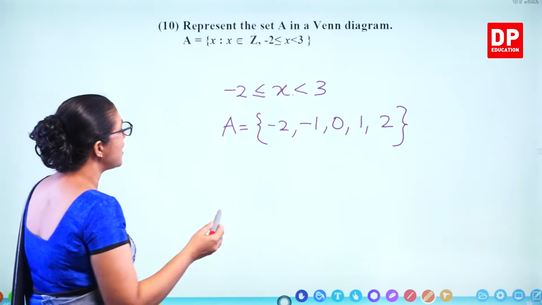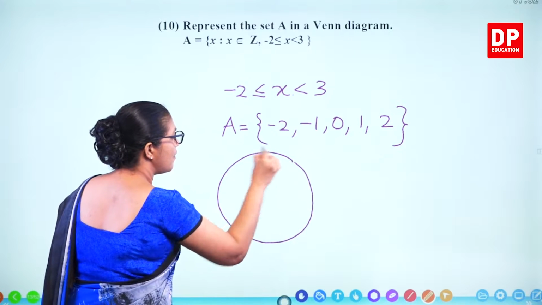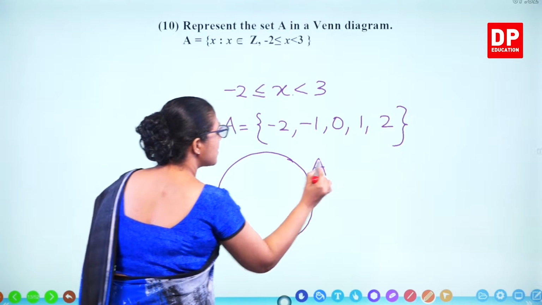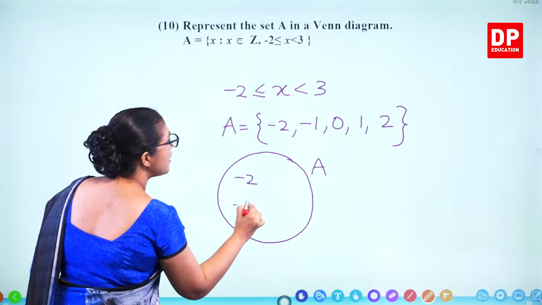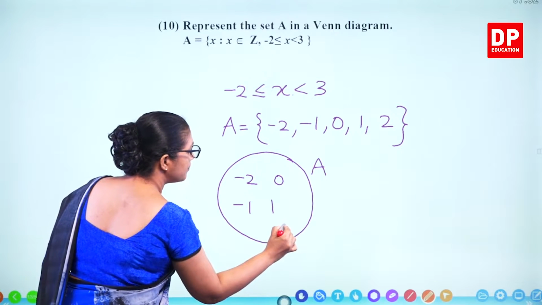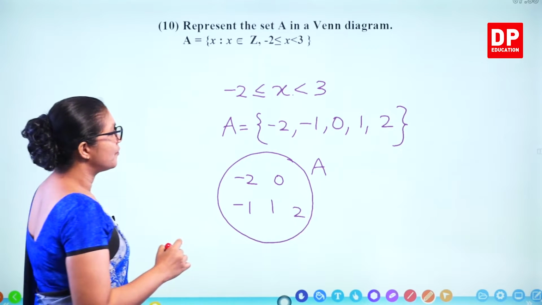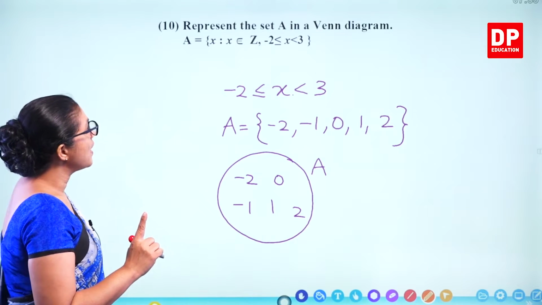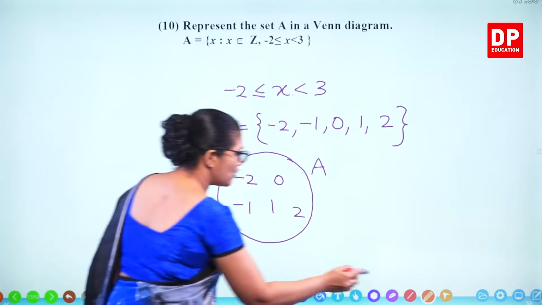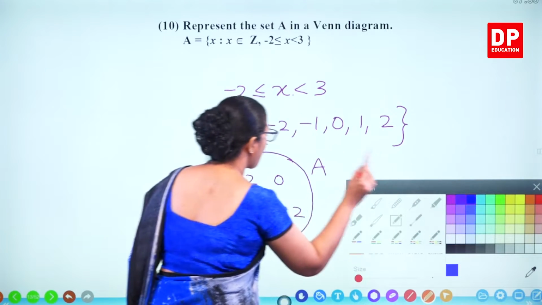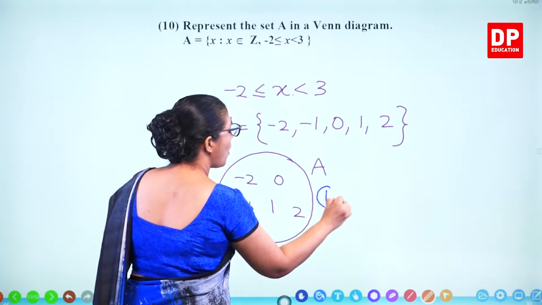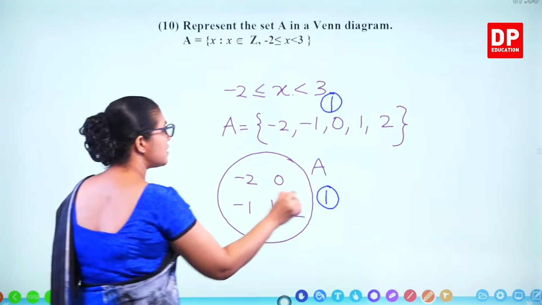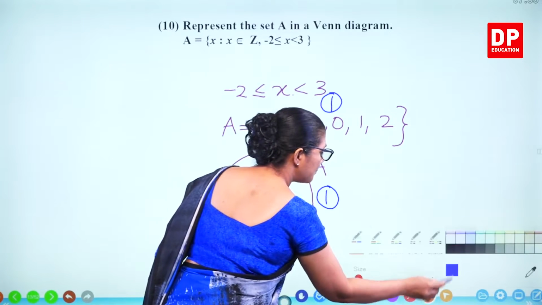So how can you write it in a Venn diagram? You draw a circle and you put all the numbers inside. So -2, -1, 0, 1, 2. 0 also we can consider as an integer. So 1 mark here, 1 mark to identify the elements.